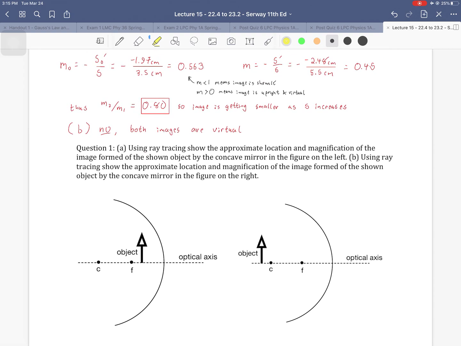Okay, so question 1, I definitely want to leave that for practice. I highly recommend giving it a try. This is just doing what I did in the previous video on the key terms and equations page, where I showed you the principal rays. You would do the same thing for these two cases. So draw principal rays and use those principal rays to find the location of the image in both cases. Okay?